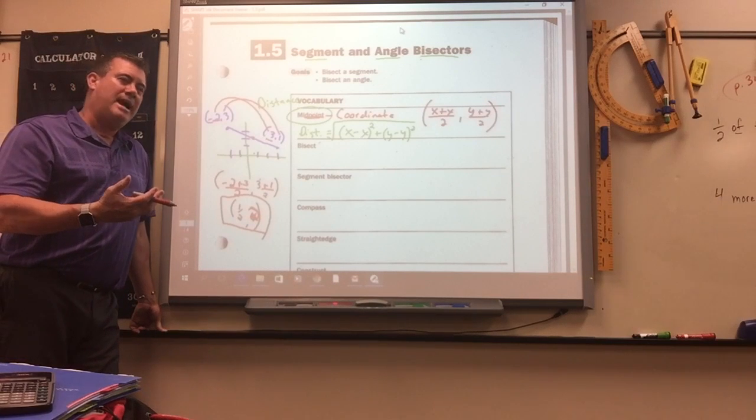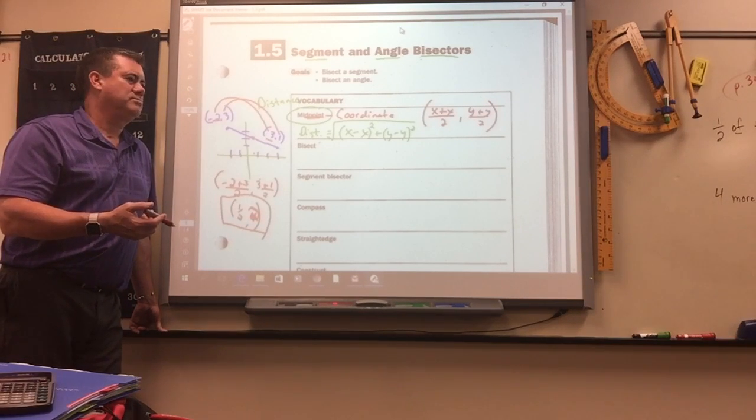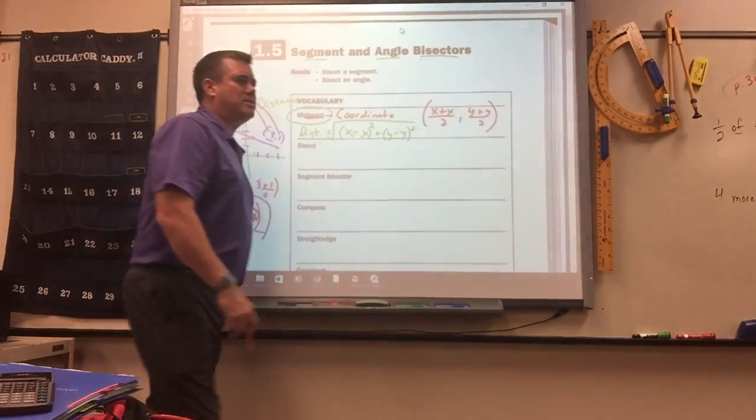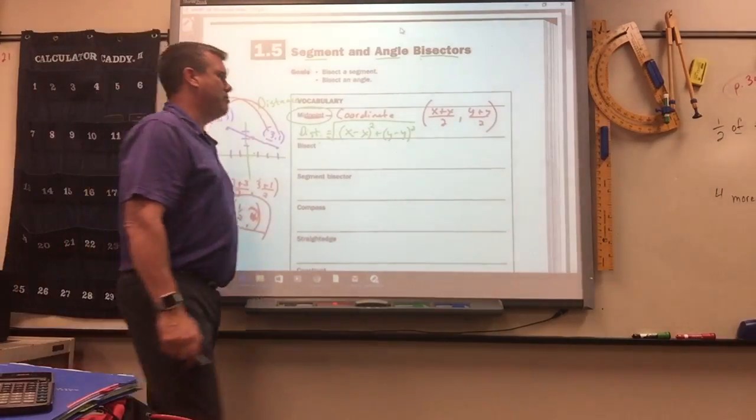So the midpoint is a lot easier to do than the distance formula, because you don't have to square it. It's easy to do in your head. Add up the x's, divided by 2. Add up the y's, divided by 2.